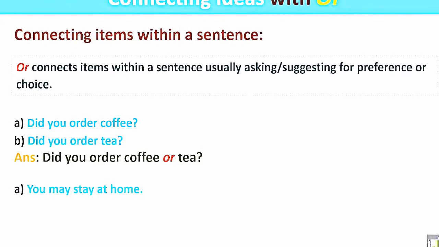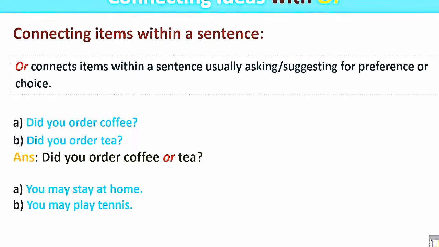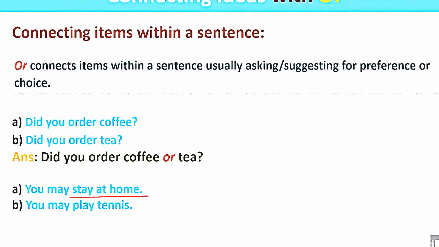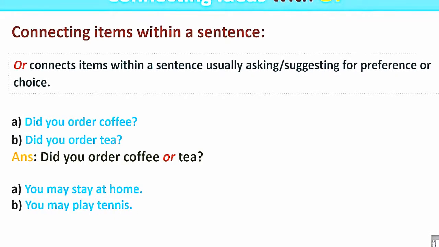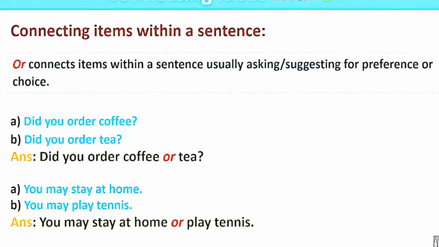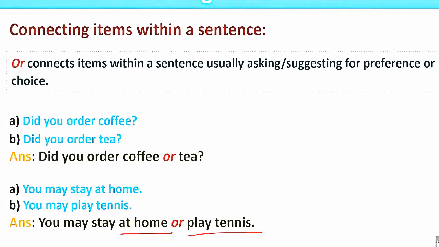Two other examples. You may stay at home. You may play tennis. The person is giving you a suggestion to stay at home or to play tennis. Let's see the answer if we join them with or. You may stay at home or you may play tennis. These two options or choices are joined by or.